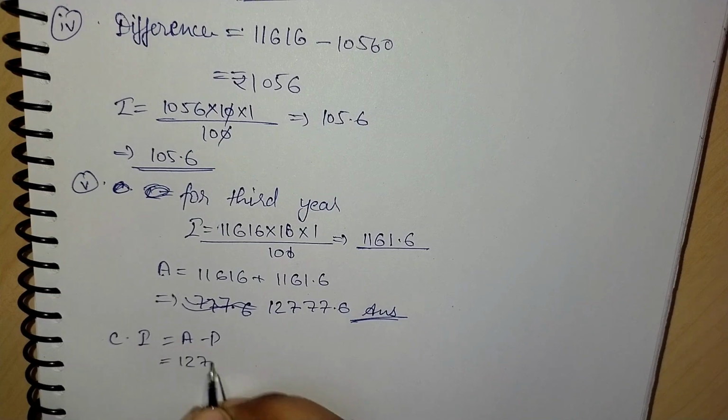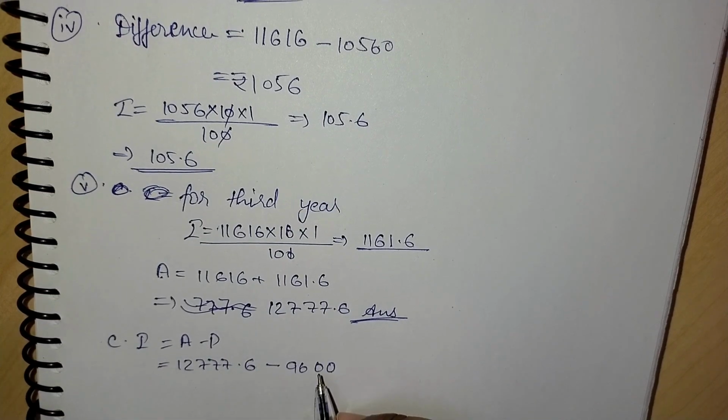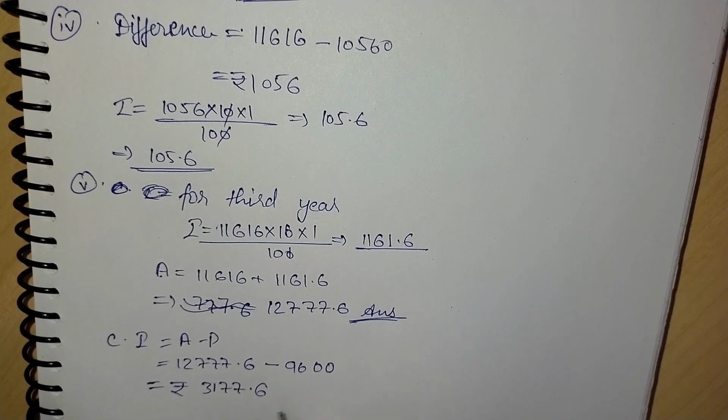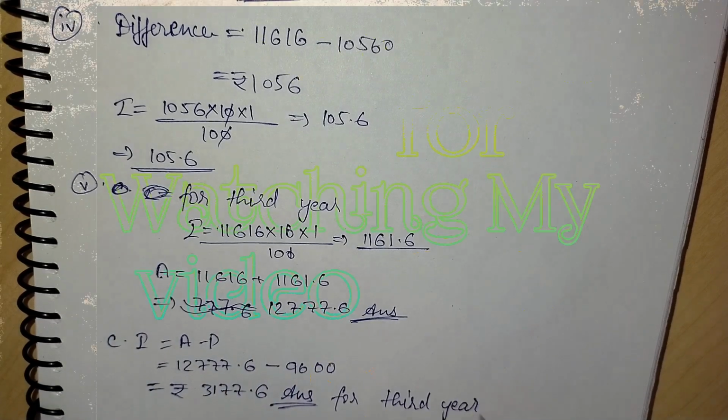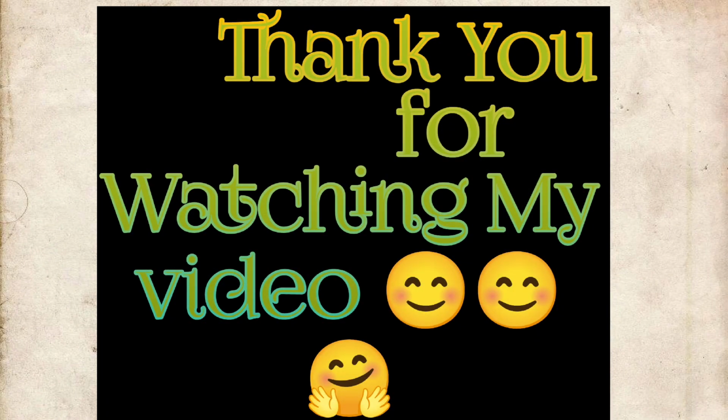So we will get 12,777.6 minus 9,600 equal to rupees 3,177.6 as the answer.